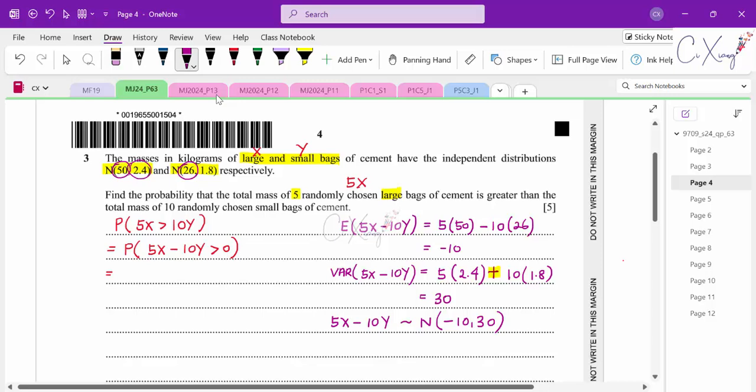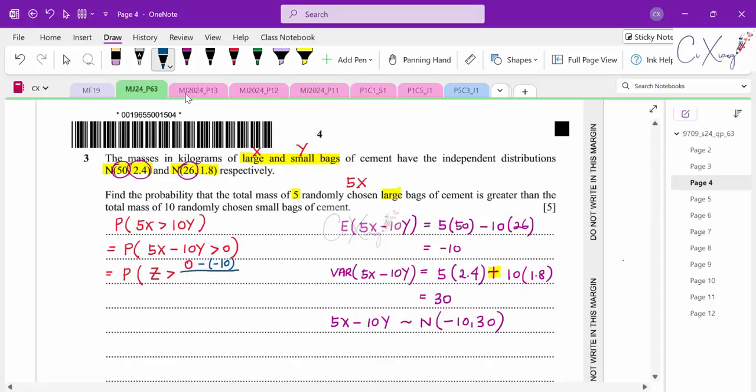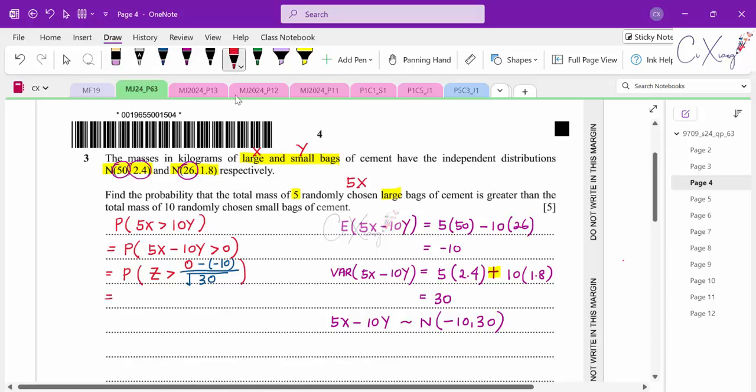Okay, so once you know that this is normally distributed, you can continue to calculate your probability. So 5x minus 10y is normally distributed, so you have to change it to become z. Okay, so you take this x value, minus the mean. So minus the mean means minus the negative 10, divided by the standard deviation. That means you divide it by square root 30. Okay, so what is the value of z that I get from that? So the value of z I get from that is 1.826.